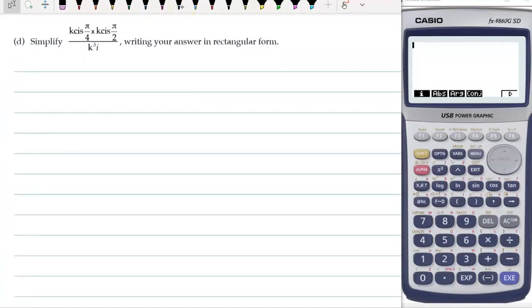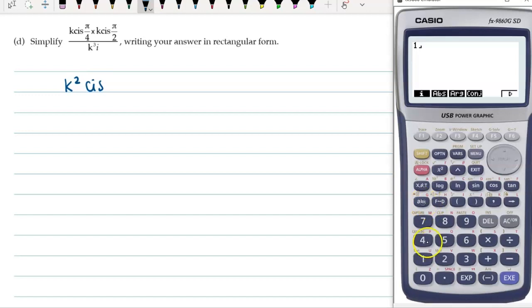Okay, for part D, we are doing operations in, well, actually it's mixed up polar form and rectangular form. I'm going to start with the polar stuff that's on the top. So in polar form, if you are multiplying two things together like we have here, just on the top bit there, then what happens is the modulus gets multiplied together. So we've got the k squared, but the argument gets added. So we've got a quarter plus a half of pi there.